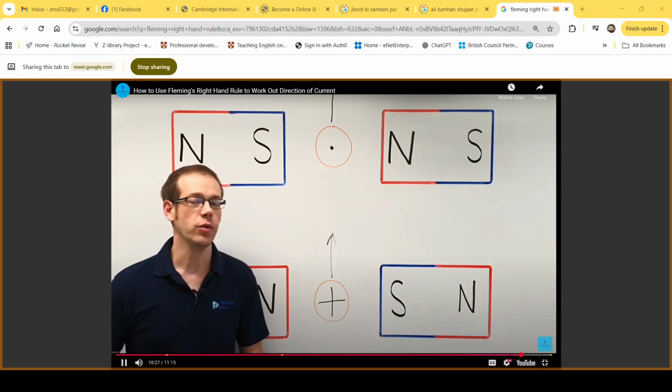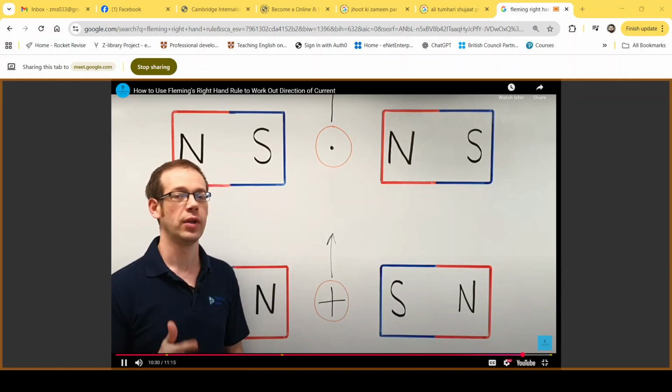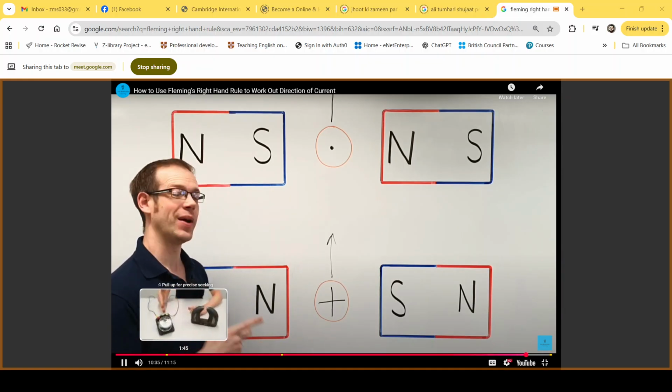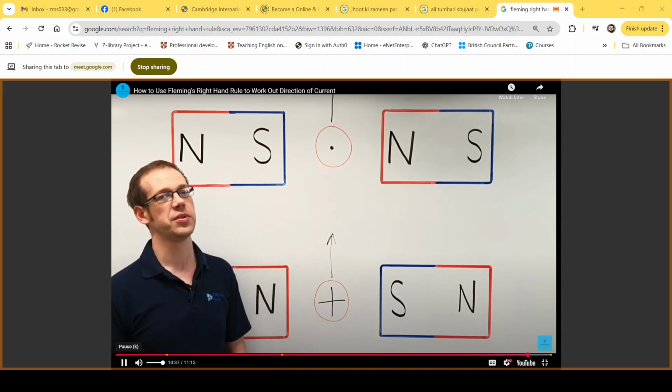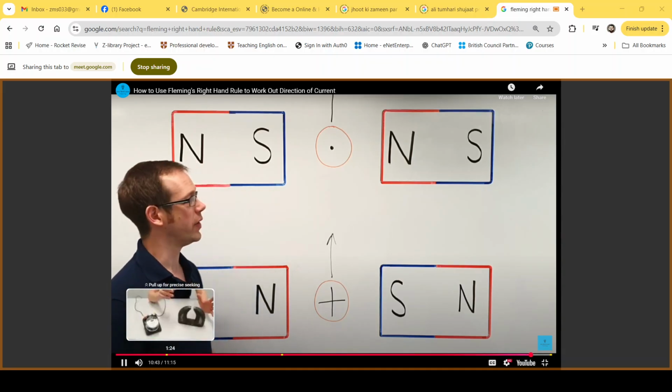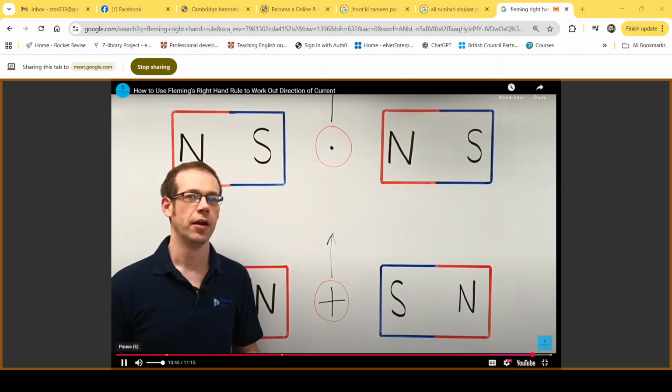So hopefully from this video, we've seen that Fleming's right-hand rule helps us to figure out which way the current is going to flow in a conductor when we pass it through a magnetic field. This will help us to understand a little bit better how generators work and things like that. Hopefully we'll also have a much better understanding of these types of questions for when we take our exams.